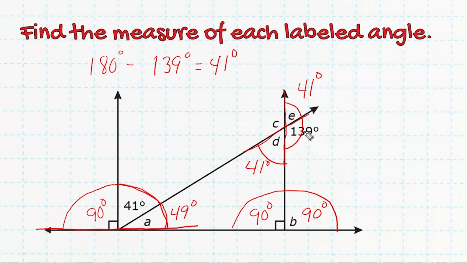And we also have another pair of vertical angles, angle C, in this 139-degree angle. And remember, vertical angles are congruent to each other. Therefore, angle C is also 139 degrees. And there you have it. We have determined the measure of each one of our labeled angles shown in the diagram.